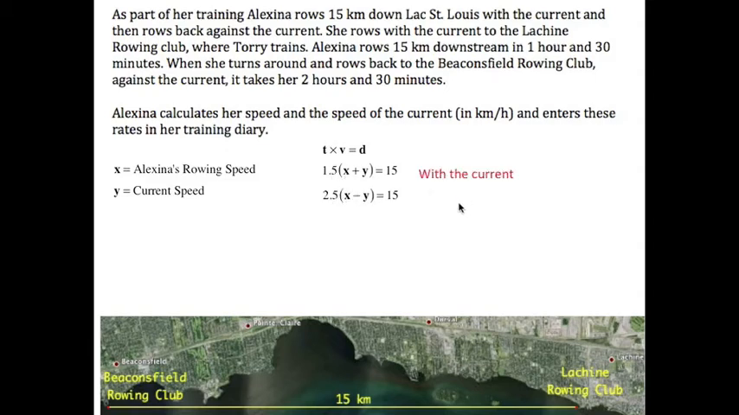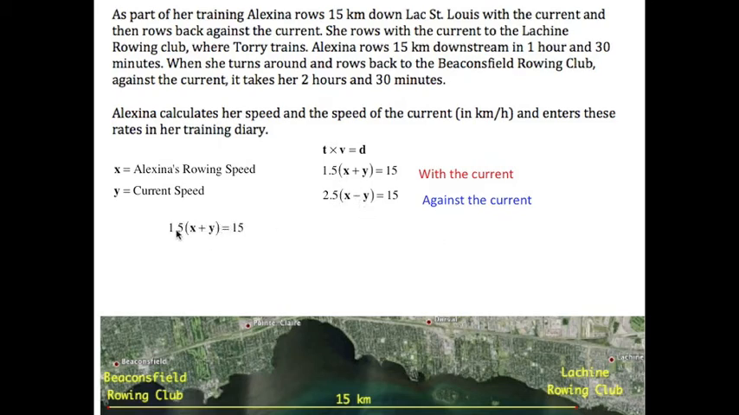And then against the current, it takes her 2.5 hours. So 2.5 times (x minus y), because in this case it's her speed take away the speed of the current. So 2.5 times (x minus y) is equal to the same distance. When she's with the current, it takes her 1.5 hours. When she's against the current, it takes her 2.5 hours. This is going to give us our two simultaneous equations.